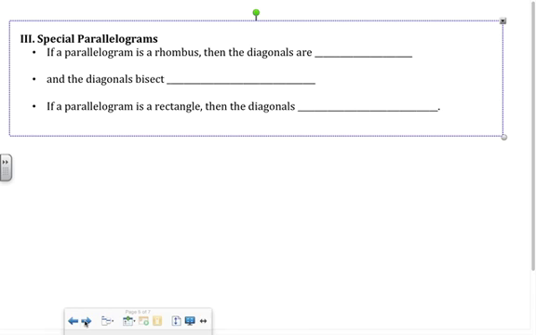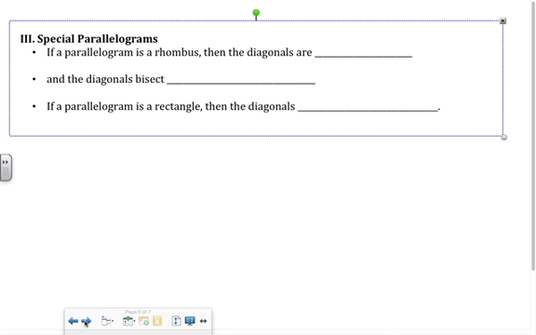What makes a parallelogram a rectangle? What separates a parallelogram from a rectangle? What does a rectangle have that a parallelogram doesn't? All 90-degree angles, yes. Okay? And then a square is just something that, exactly, everything is congruent. The sides are all congruent, the angles are all congruent.